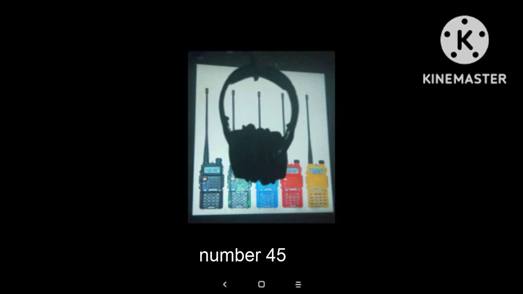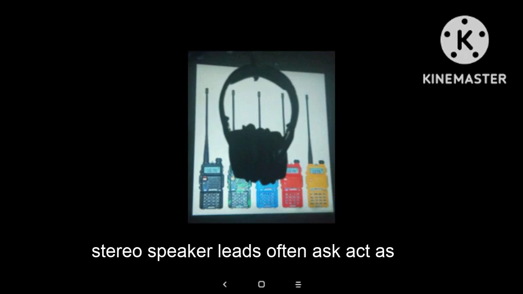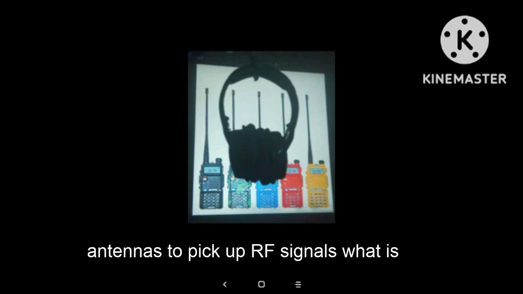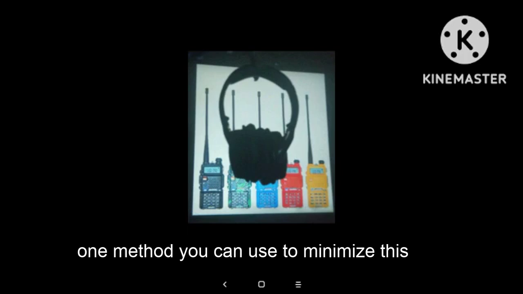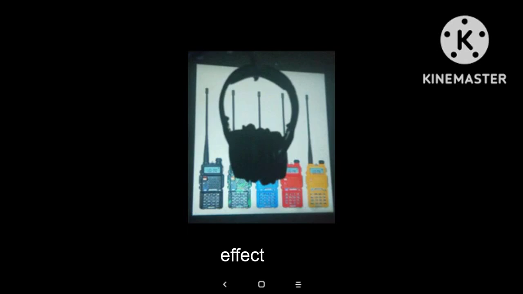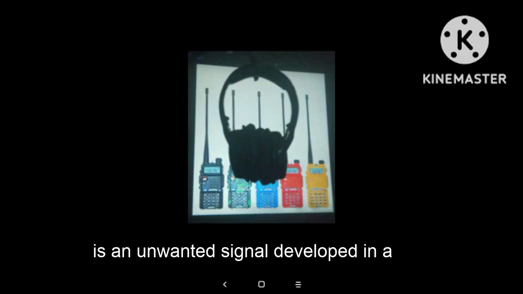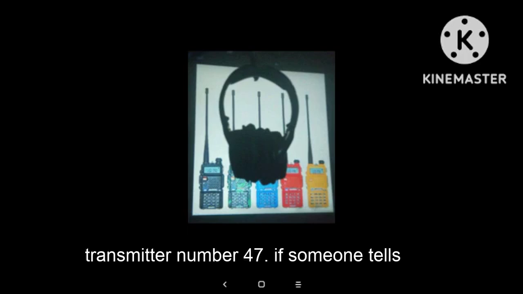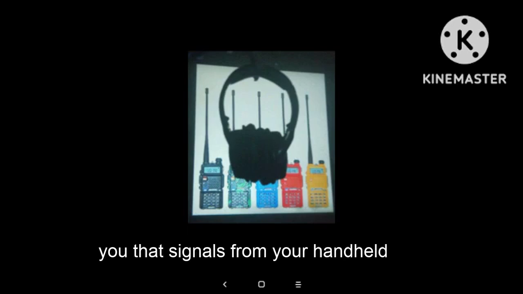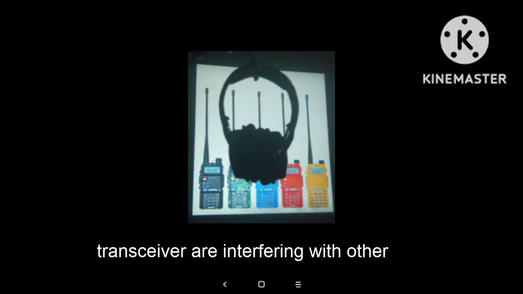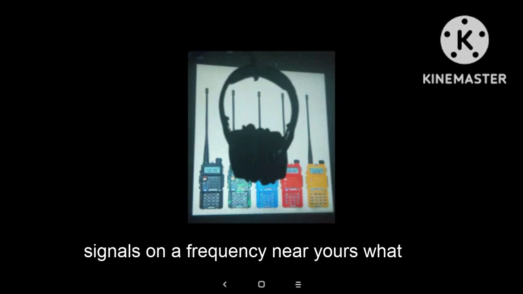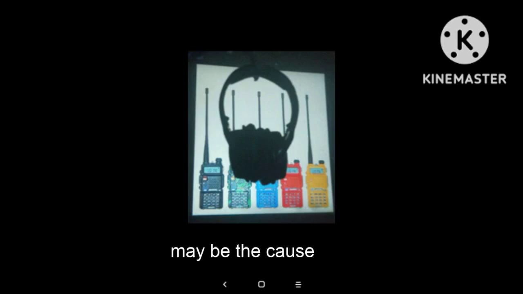Number 45. Stereo speaker leads often act as antennas to pick up RF signals. What is one method you can use to minimize this effect? Shorten the leads. Number 46. A parasitic oscillation is an unwanted signal developed in a transmitter. Number 47. If someone tells you that signals from your handheld transceiver are interfering with other signals on a frequency near yours, what may be the cause? Your handheld may be transmitting spurious emissions.